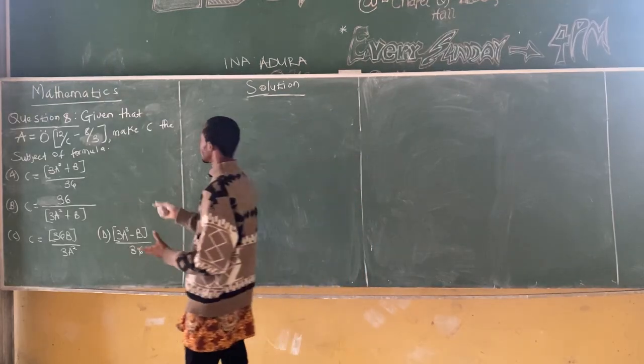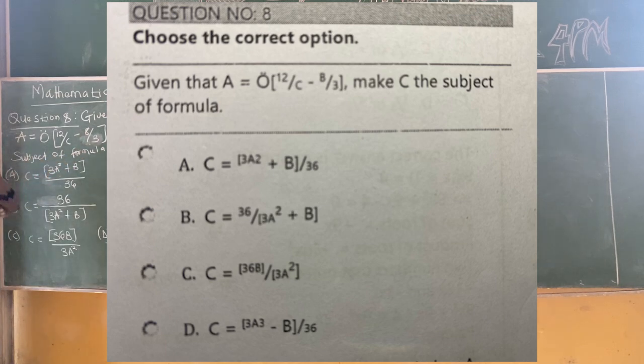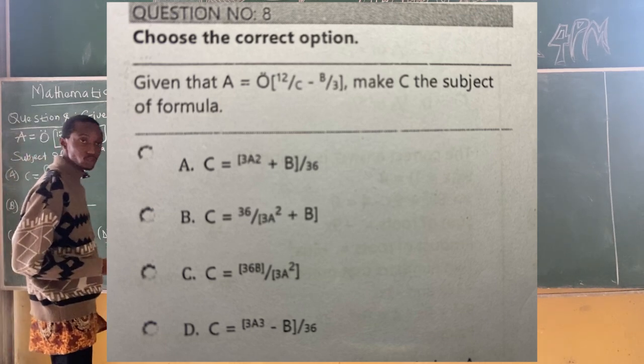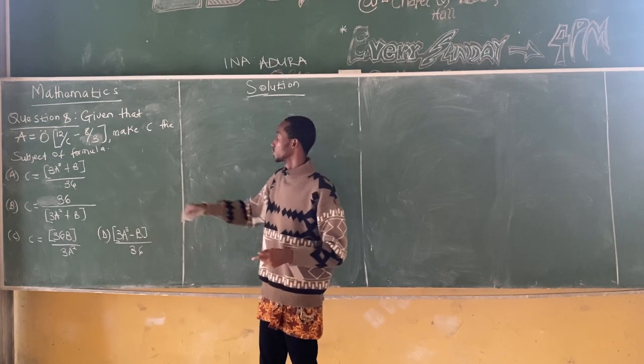Question 8 says, given that A is equal to this, make C the subject of formula. They say we should make C the subject of formula in this equation. We should make C stand alone. Now they gave us options A, B, C, and D. Let's solve and find the correct answer that matches any of these options.